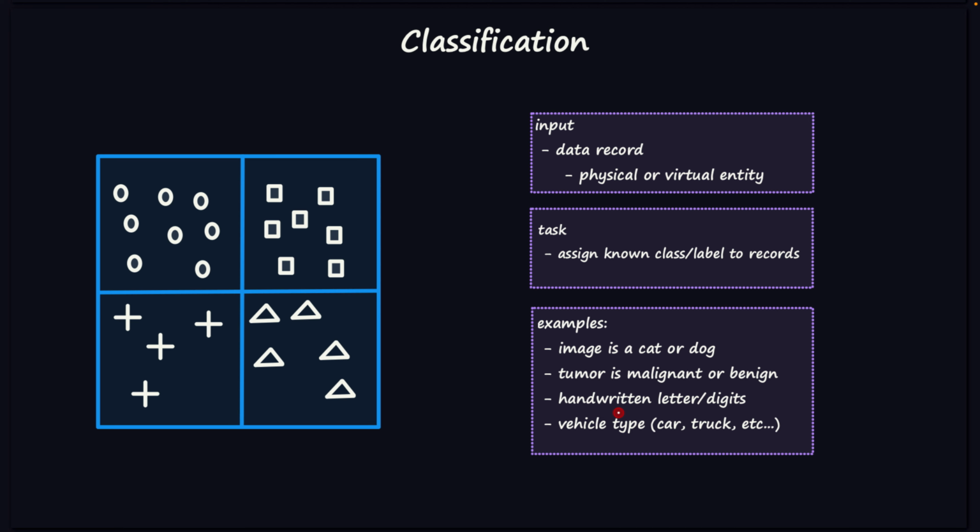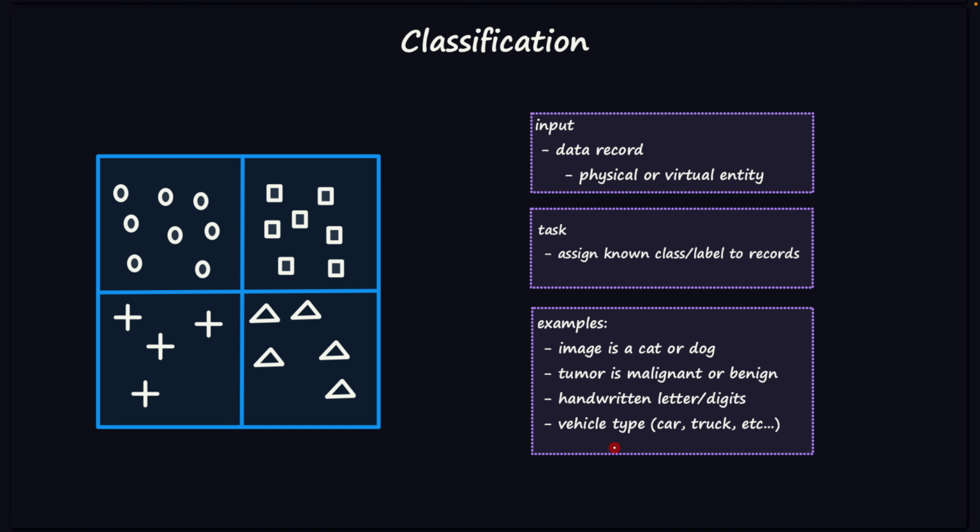Or we have a bunch of records, each representing a handwritten letter or a digit. Then our task is to classify the correct digital version of that. So if the handwritten letter looks like an A, then we should be able to classify that as A. If it looks like the number 8, for example, then we should be able to classify that as the number 8. So that is another type of classification.